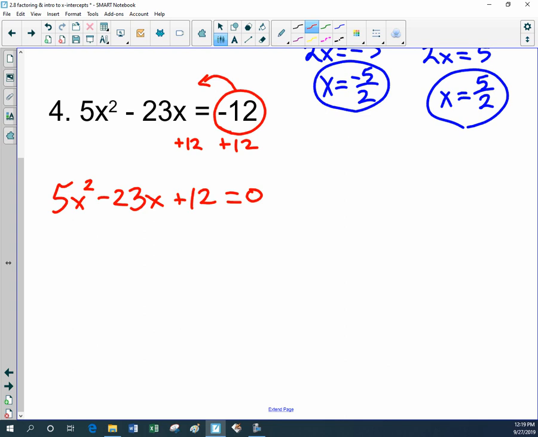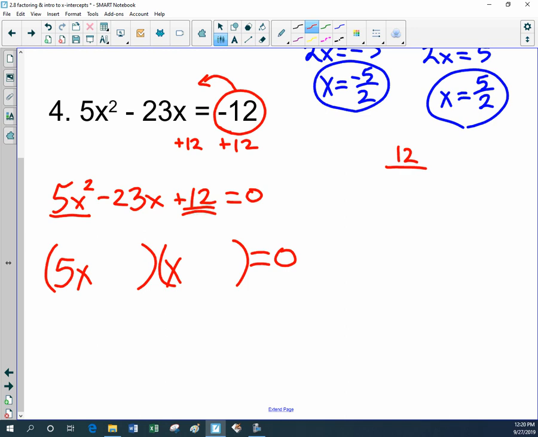First step, and what I look for every time we factor is the greatest common factor. These three terms, they don't have anything in common. So there's no GCF. So then we're going to factor it how it is. So factors of 5x squared, 5x and 1x. Okay, factors of 12. So for 12, we have 1 and 12, 2 and 6, 3 and 4.